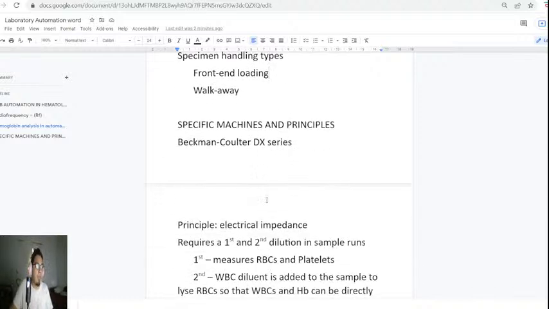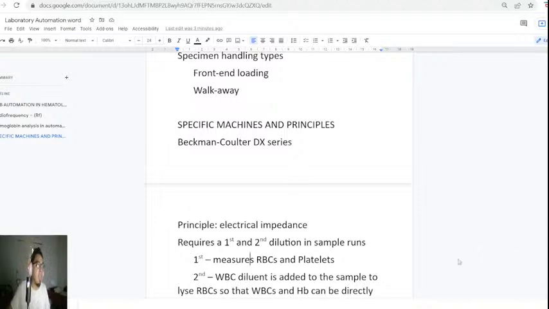Okay? Now, specific machine principle. For Beckman-Coulter, it's been known to do electrical impedance. Up till now, there's a lot of controversy in the biomedical field about electrical impedance and its importance in clinical laboratory science. But obviously, it's still acceptable because it's still being done in a lot of hospitals around the world. Usually, it will run the sample twice. That's why it's longer. The first run measures RBC and platelets. It will not be diluted, but it will be filtered out just to prevent the entry of WBCs in the sample.